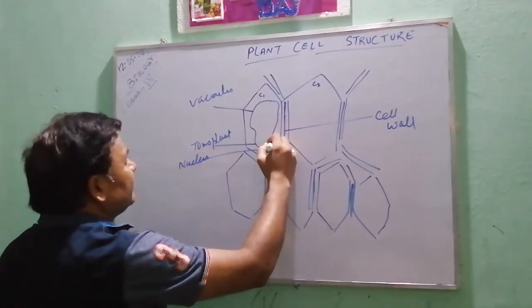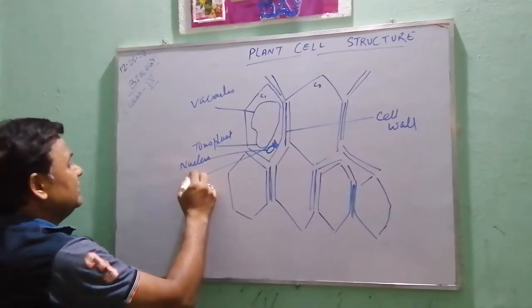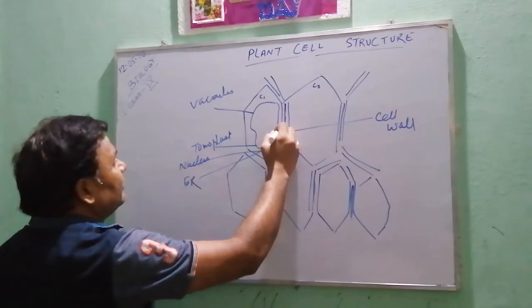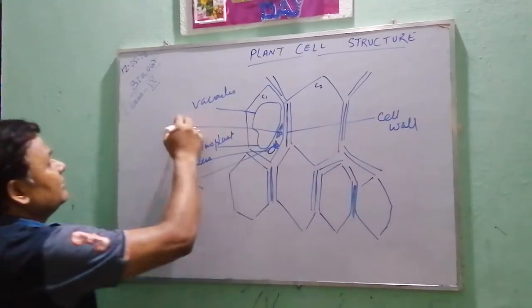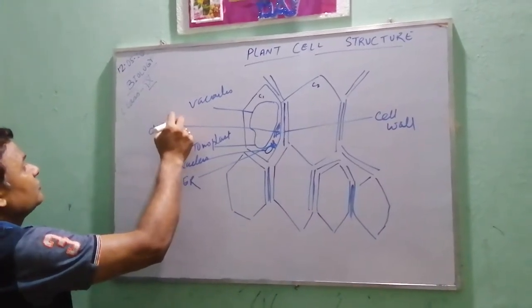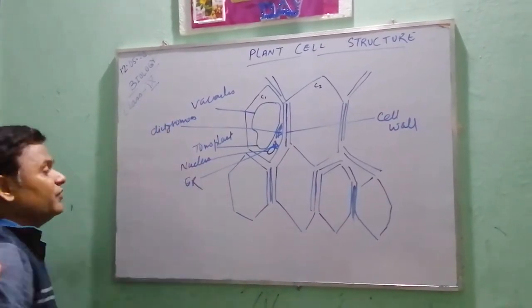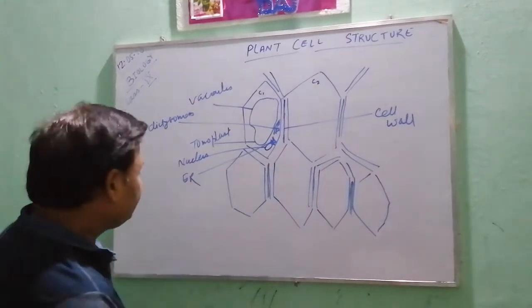Nucleus, here it is present. ER, this one is called ER, and here is the Golgi body. The Golgi body in the plant cell is called dictyosomes.